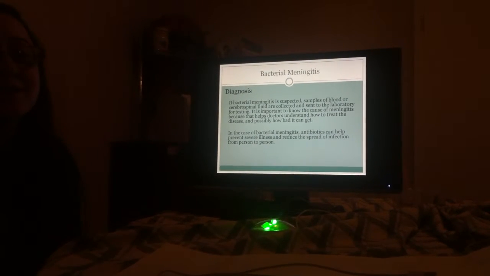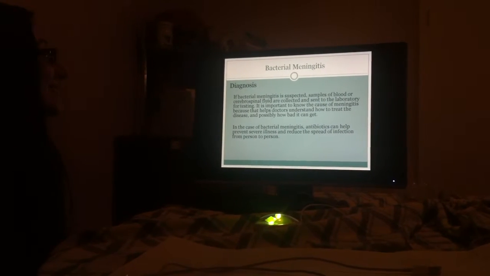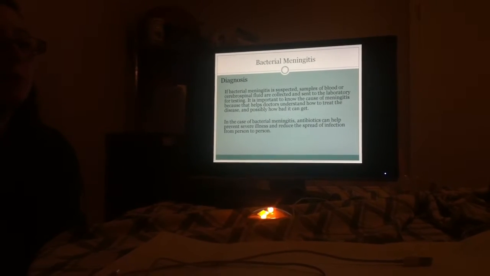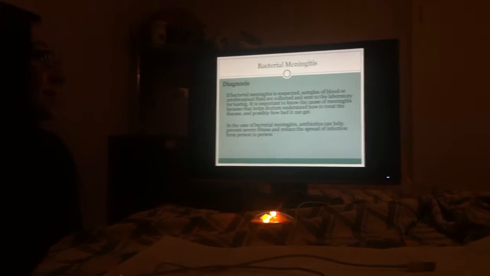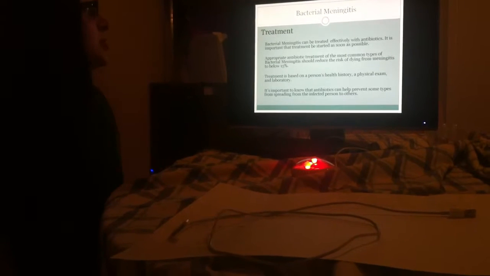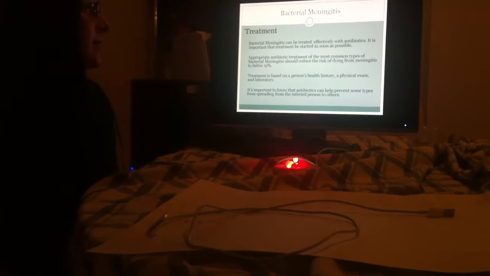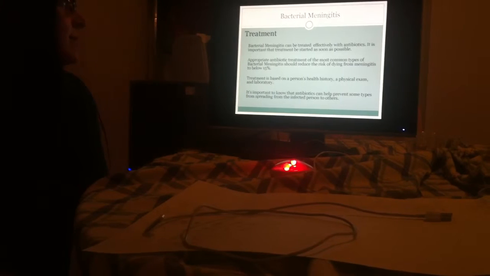In order to get a clear diagnosis of this bacteria, you can go to the hospital, and if it's suspected, they'll take samples of your blood or cerebral fluid, whichever is easier at the time, and a laboratory will go and do testing. In the case of bacterial meningitis, antibiotics can help prevent serious illness and the spread of the disease. Treatment: Bacterial meningitis can be treated effectively with antibiotics. Antibiotic treatment of the most common type can reduce the risk of death by 15%. Treatment is based on a person's health history, a physical exam, and the laboratory results.